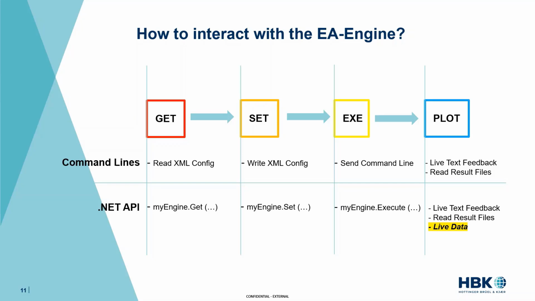In this case, we have an EA Engine object. In this case, call it myEngine. By calling myEngine.get, we return a settings object, which we can modify and update. After we adjust those test parameters, we use the myEngine.set to update those settings. In the background, this is updating the XML configuration file, but we don't have to go in and do that manually by hand anymore. It's all handled programmatically. Then we call the myEngine.execute with whatever tests we wish to run. And finally, in addition to the text and result files, we now have access to the live data. So we can plot that data, we can process it however we would like to do that.